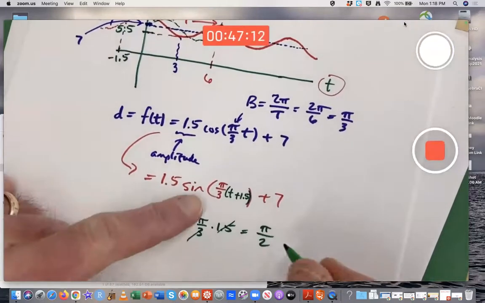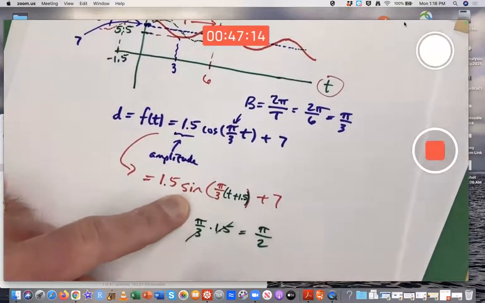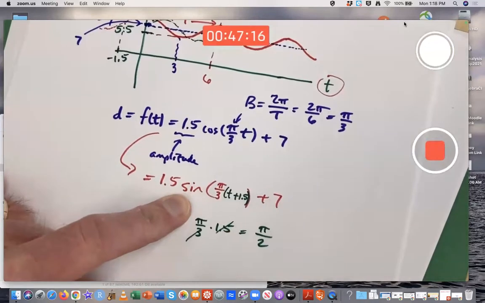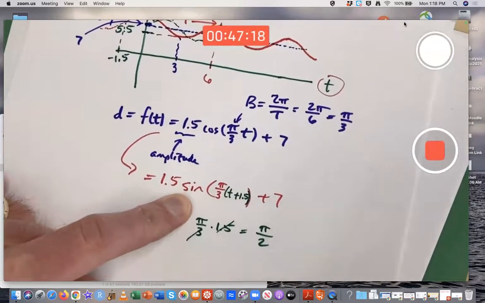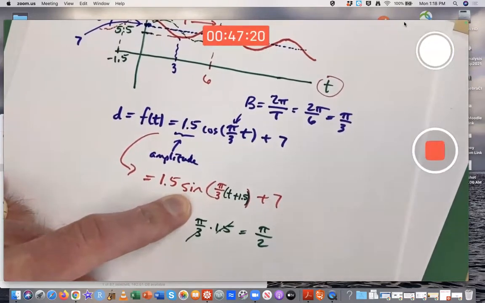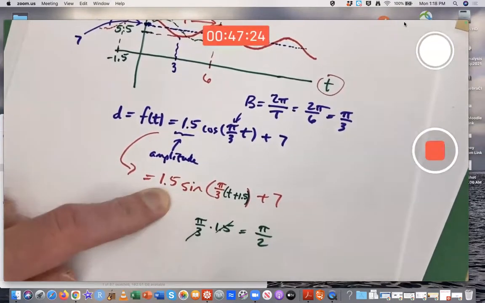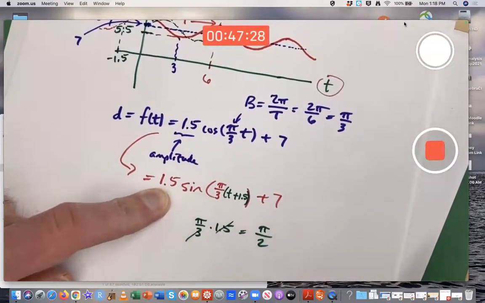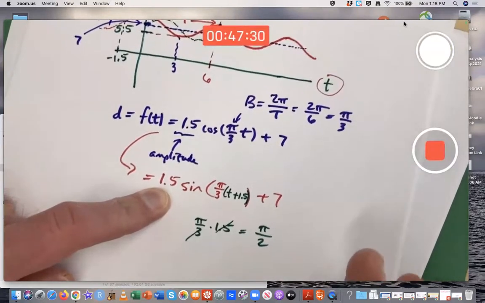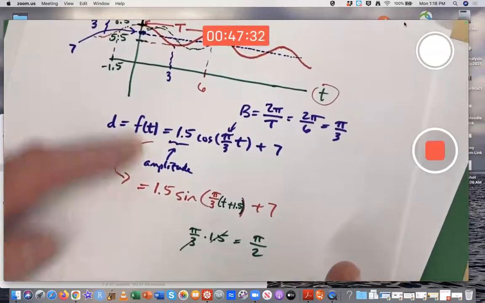This becomes, when t is 0, a pi over 2 inside the sine. Sine of pi over 2 is 1. Pi over 2 is 90 degrees. Sine of pi over 2 is 1. And 1 times 1.5 is 1.5, plus 7 is 8.5. It does work. You can check it. You are at the peak when t is 0.